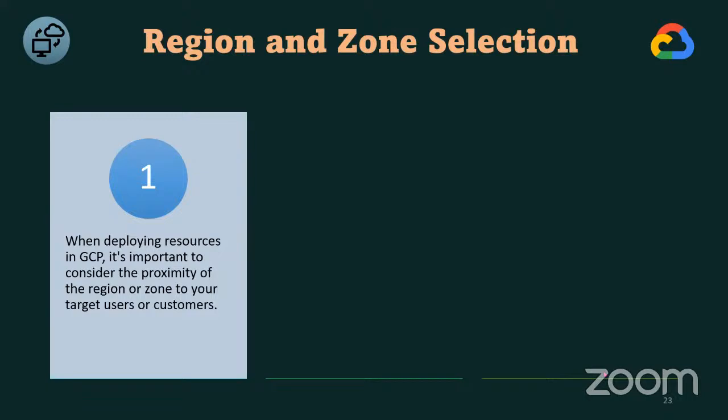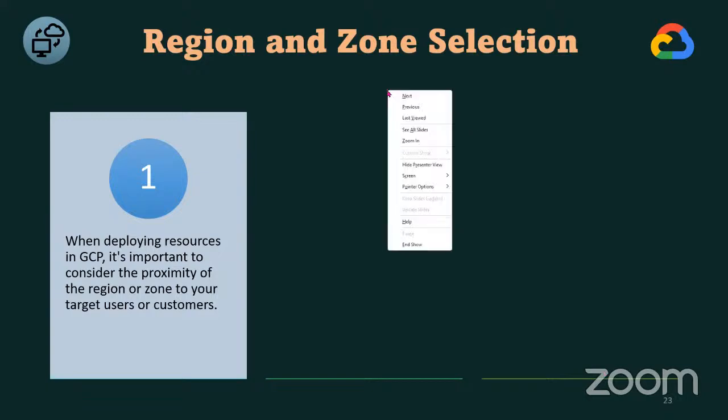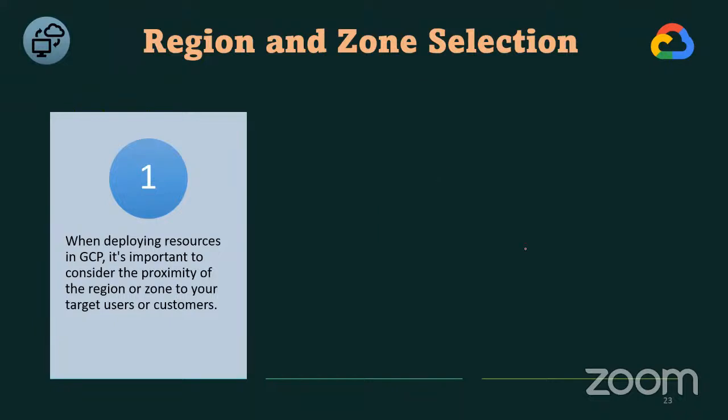Whenever we are deploying the resources, let me take an example. Assume that you are in India. For the Indian users, you are trying to create one application. That application will be utilized by the Indian users only. You wanted to create one application and the target users are there in India only.